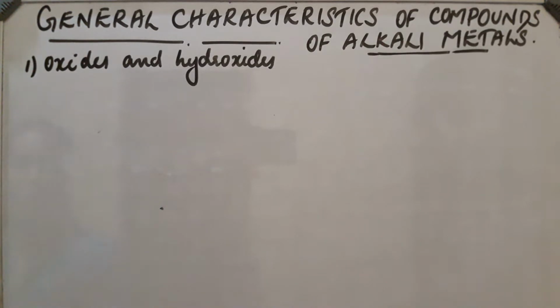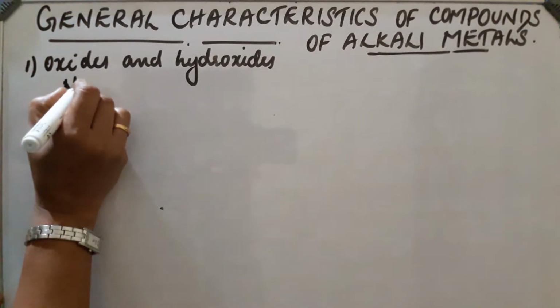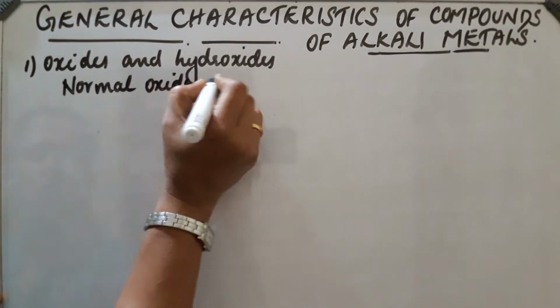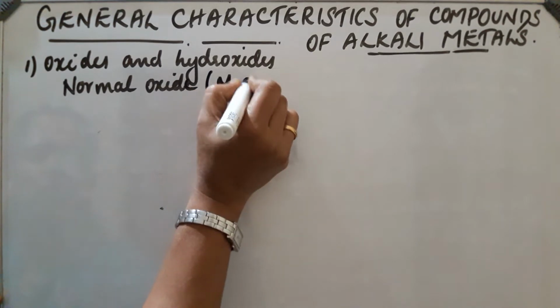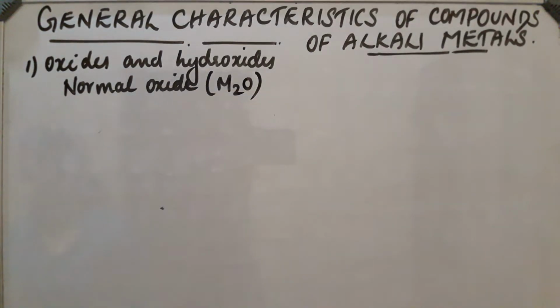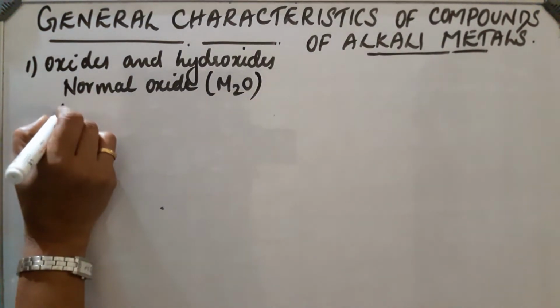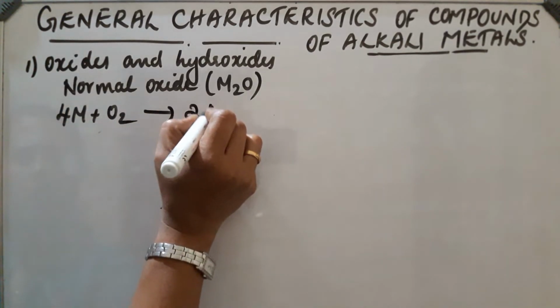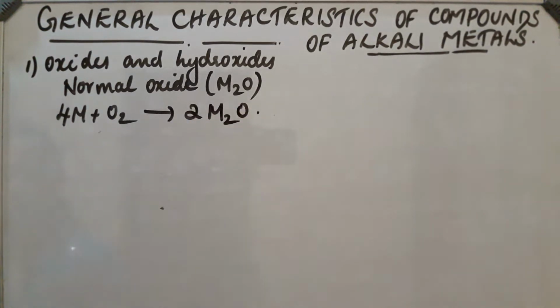With limited oxygen, they form normal oxides, that is M2O. 4M plus O2 gives 2M2O. This is the normal oxide. So, with limited oxygen they form normal oxides or monoxides. Here M represents lithium, sodium, potassium, rubidium, cesium, etc.